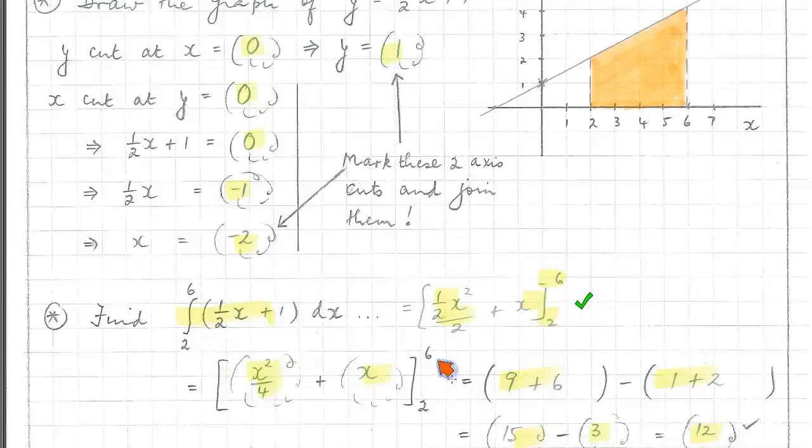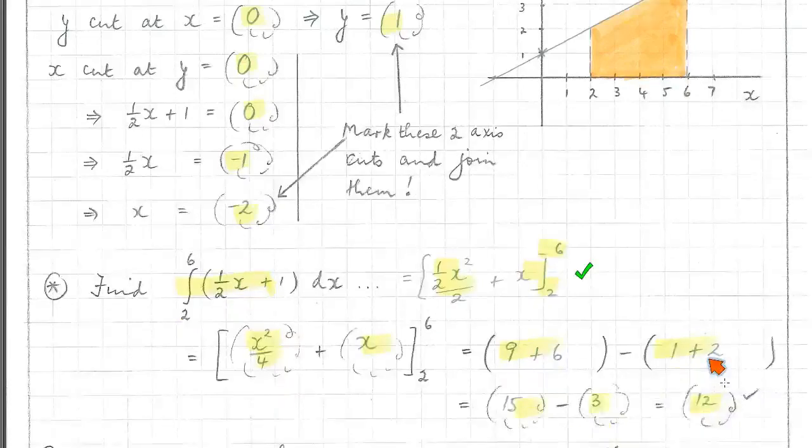Substitute the 6 in. You'll get 6 squared is 36. Divide by 4, that gives you 9. And then put the 6 where the x is. You get 9 plus 6. Then substitute the 2 in. You get 2 squared, which is 4. 4 over 4 is 1. You get 1 plus 2. Subtract those two, you get 12.